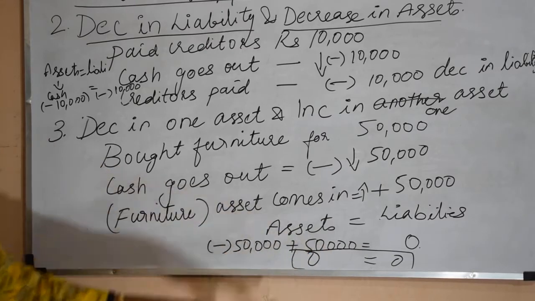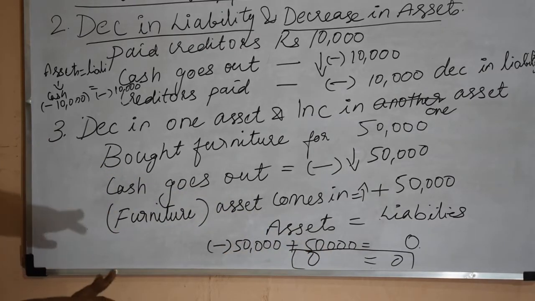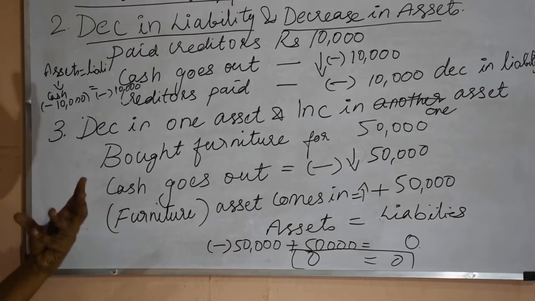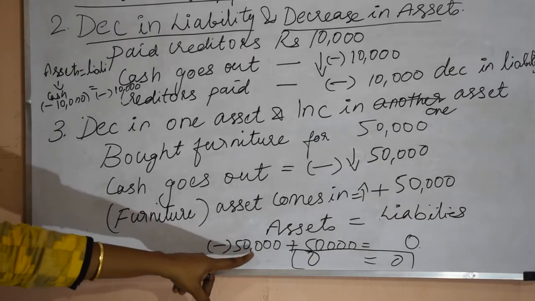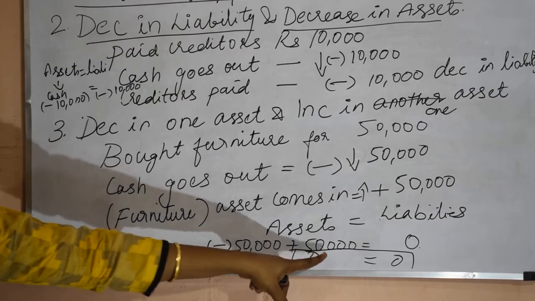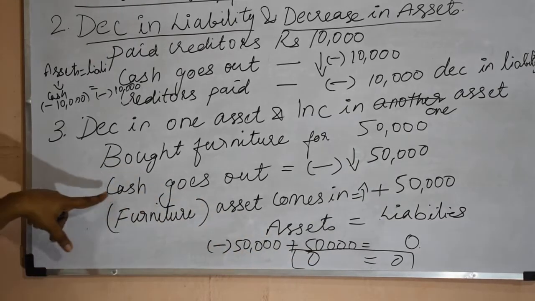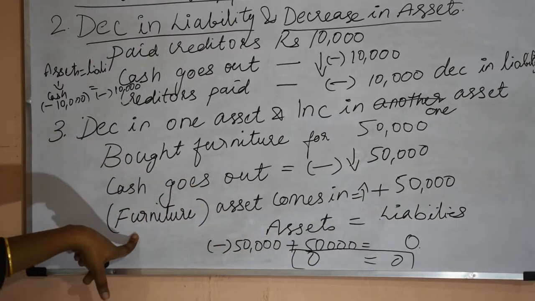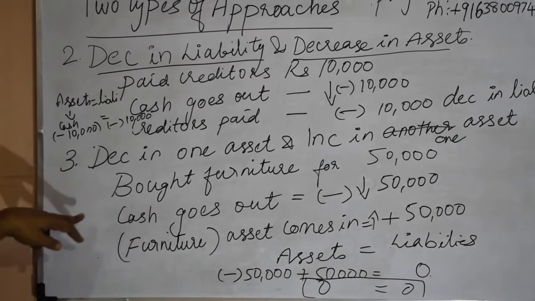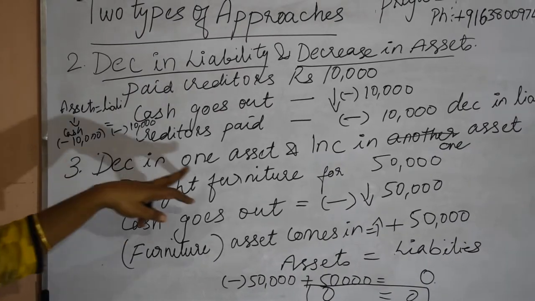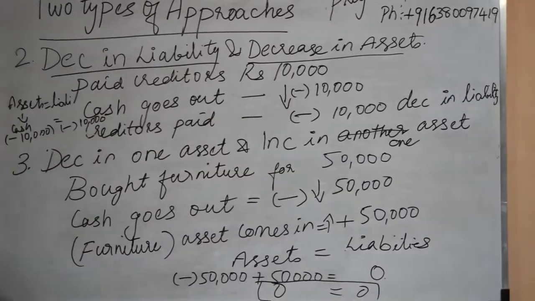And the other asset decreases. Why does it decrease? Because we are paying out for purchasing that furniture. So we can say the asset increases and the cash decreases. Here cash goes out and the furniture comes in. Furniture means one asset for the business. So we can say it is a decrease in one asset and an increase in the other asset.